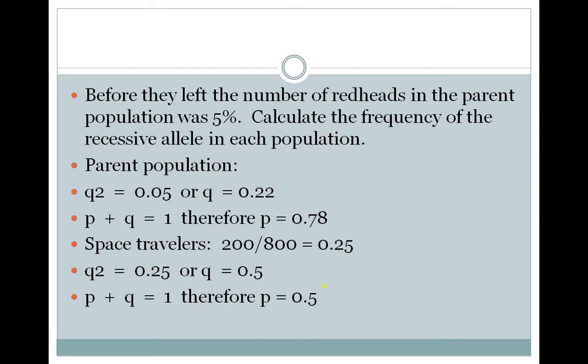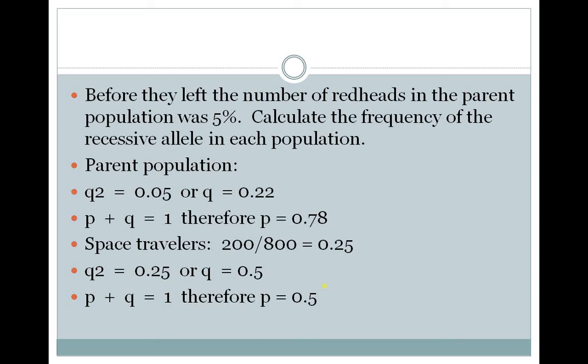So let's find the frequency of the allele itself, just one copy of that allele. In order to get redheadedness, you needed to have both recessive alleles. So q squared is equal to 0.05. If I take the square root of that, I get 0.22. For the dominant allele, p plus q equals 1. Therefore, the dominant allele is going to be 0.78.